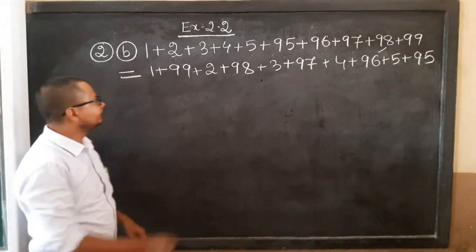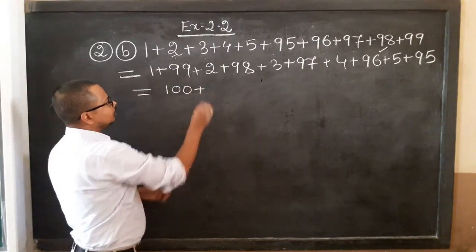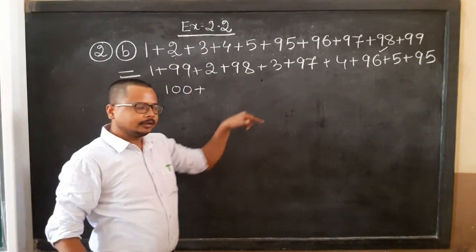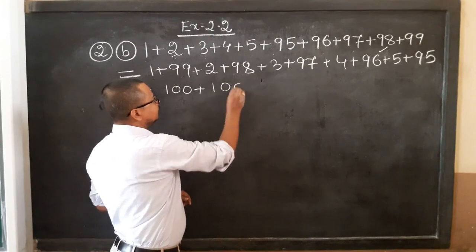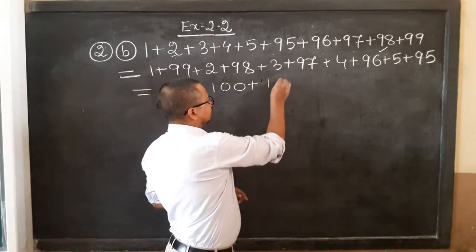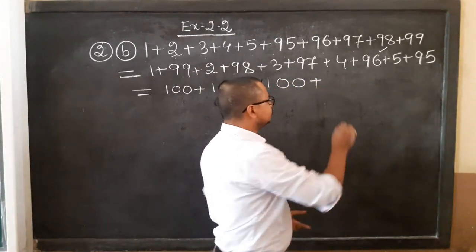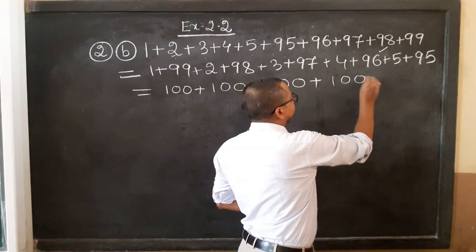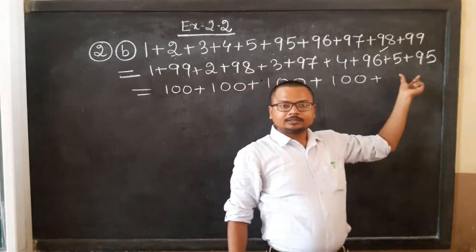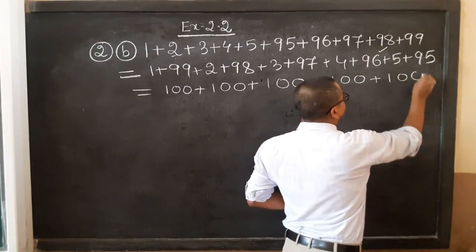Let us see how. 1 plus 99 equals 100. 2 plus 98, again 100. 3 plus 97, 100. 4 plus 96, again 100. And at last 5 plus 95. Again we get the answer 100.